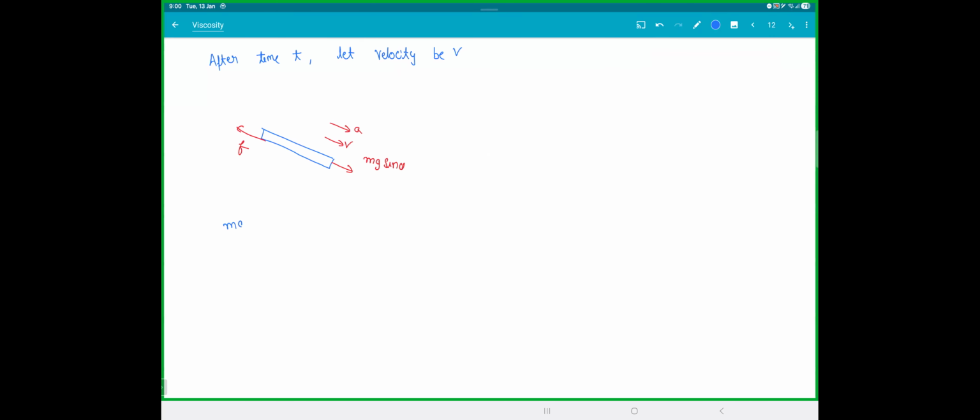So this is mg sine theta. Again, remember the minus sign indicates it is backward. I already showed it in there. So it is equal to ma. This is your F viscous, just call it Fv. Now remember, it's a thin layer. It is given in the question. So mg sine theta minus eta A.